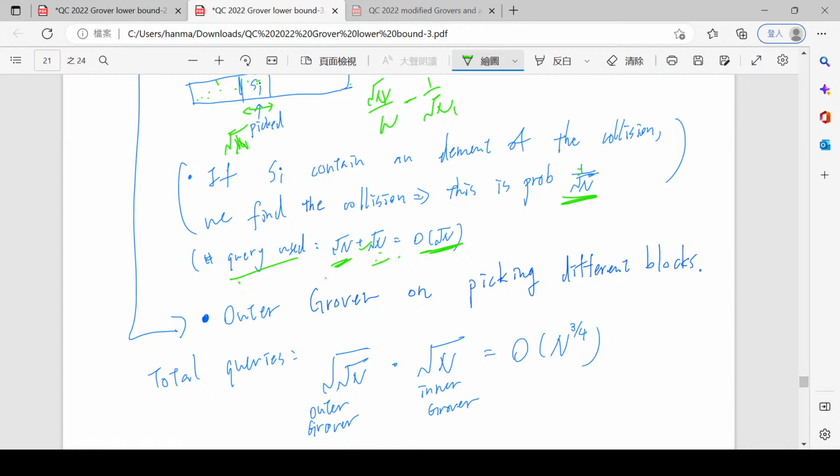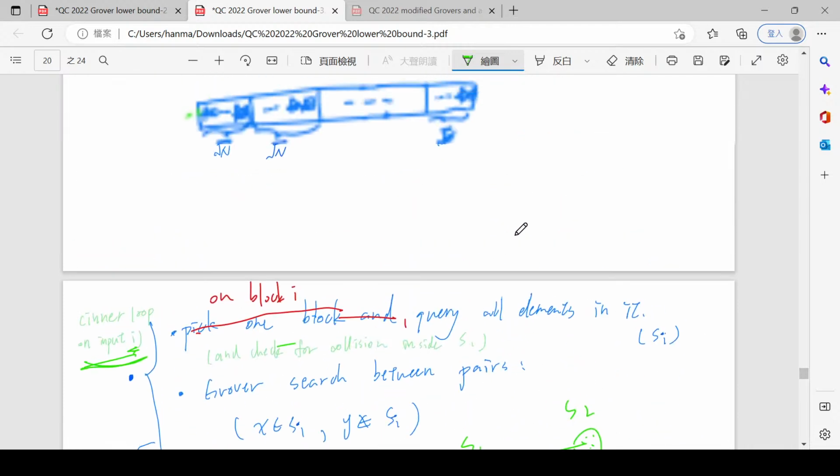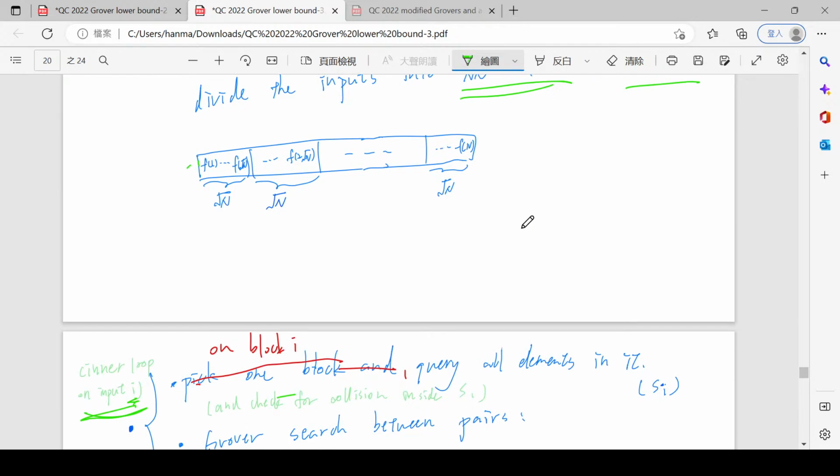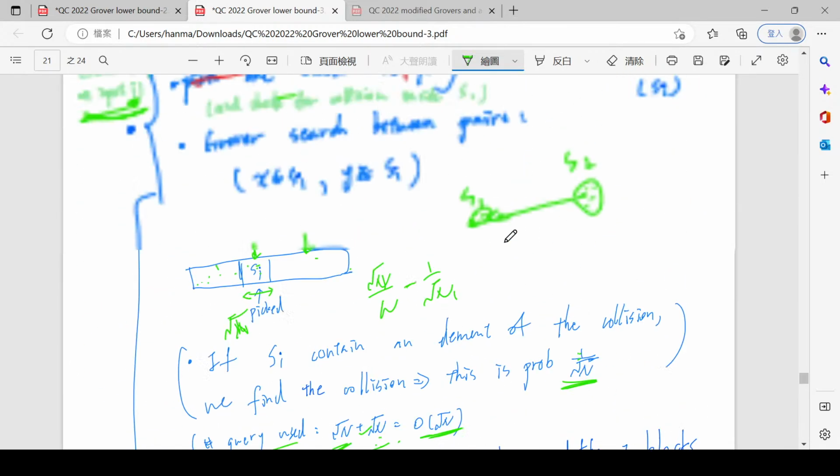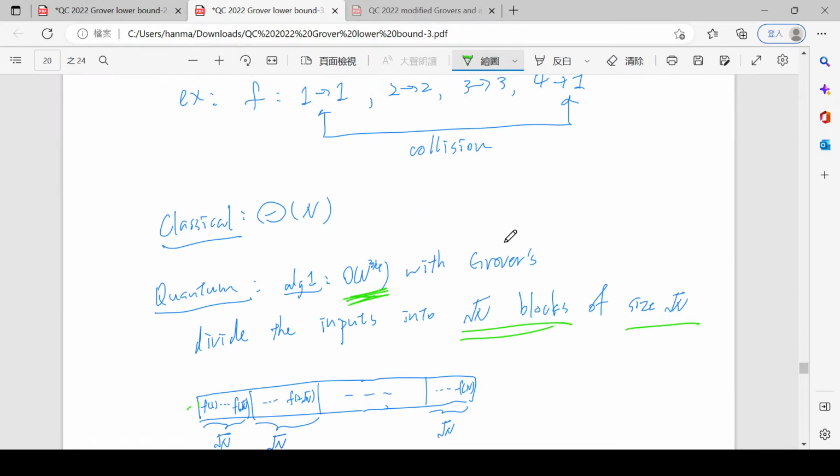Okay. Yeah, let's get back. So our element distinctness algorithm. And okay, let's do a quick review. So our first algorithm is an order n to the 3/4 query algorithm to solve the element distinctness problem, and it uses this recursive Grover structure.